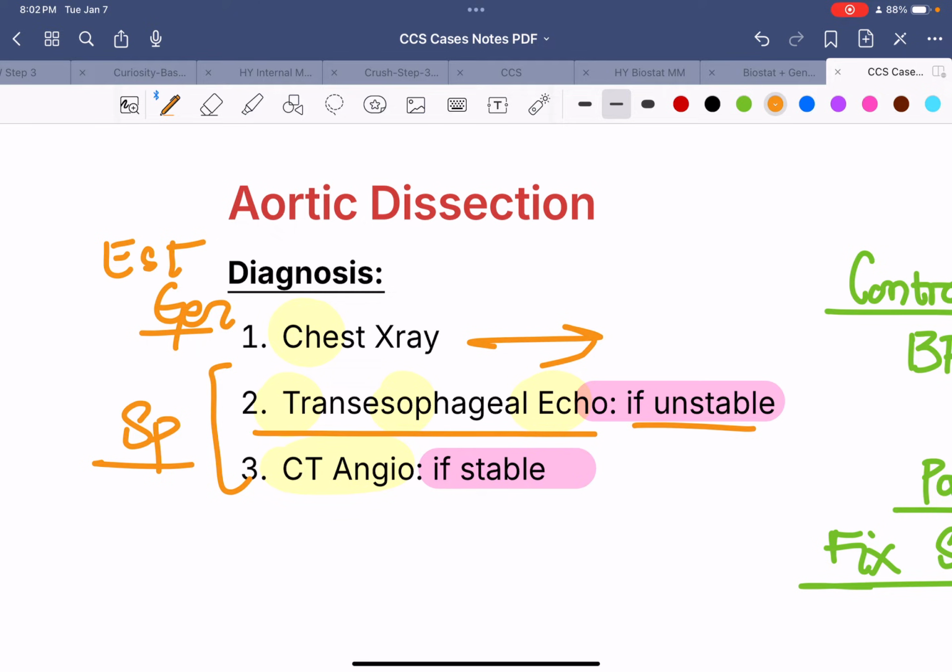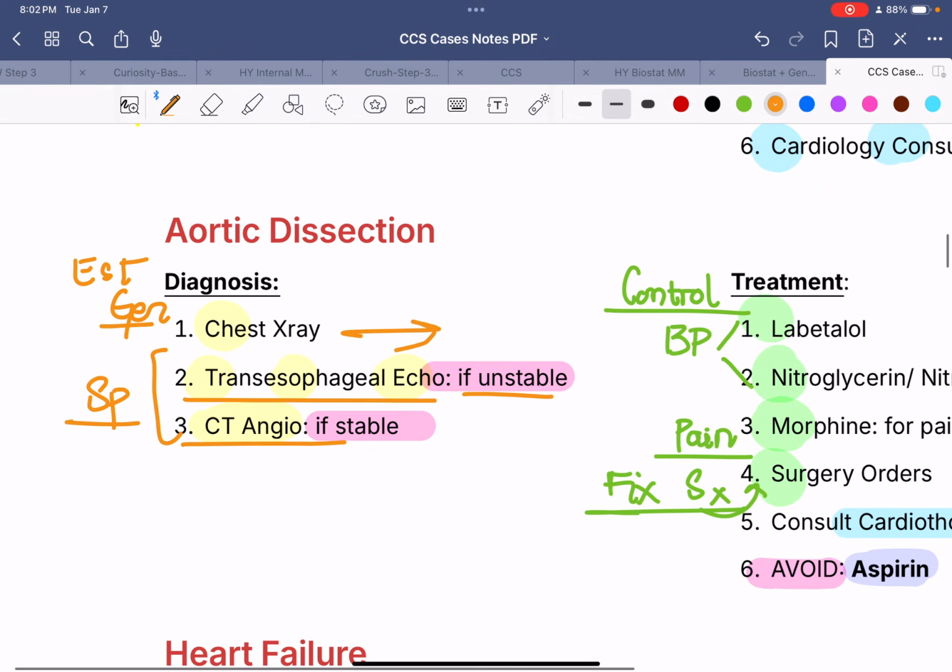If the patient is unstable, right, you're not going to send him for CT angio and then he becomes unstable and dies over there. Rather, you're going to do the transesophageal echo right here in the emergency department or the ICU. And if the patient is stable, then you can actually send him for CT angio, right? So the general test is the chest x-ray, and then the specific tests in order to establish the extent of the dissection would include transesophageal echo and CT angio.